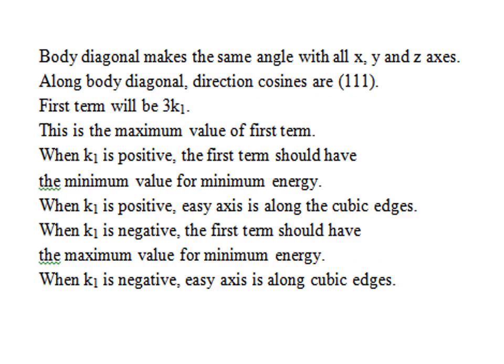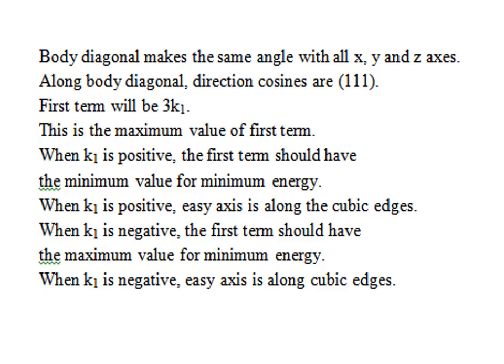Because the body diagonal makes the same angle with all x, y and z axes, direction cosines along the body diagonal are 1, 1, 1. The first term will be 3k1 in the equation given in the previous slide, if you substitute alpha 1 equals 1, alpha 2 equals 1 and alpha 3 equals 1. This is the maximum value of the first term.